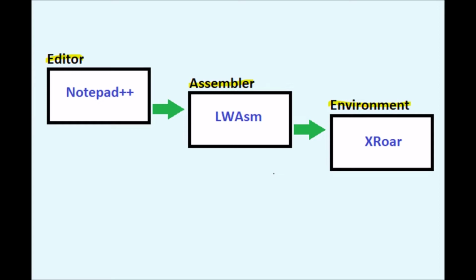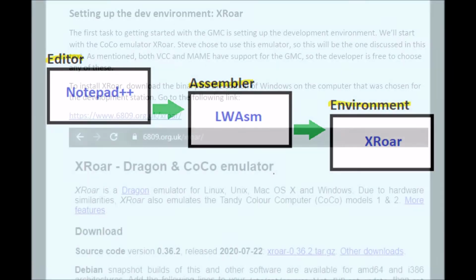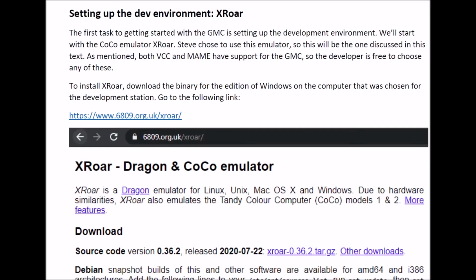One huge advantage of this setup is that it is virtual. The developer does not have to burn a single EEPROM, have a real GMC, or even have a real CoCo to develop a complete game for the GMC. Let's see what we need to do to set this up. Let's set up the XRoar emulator. To do this, we go to this web page right here.